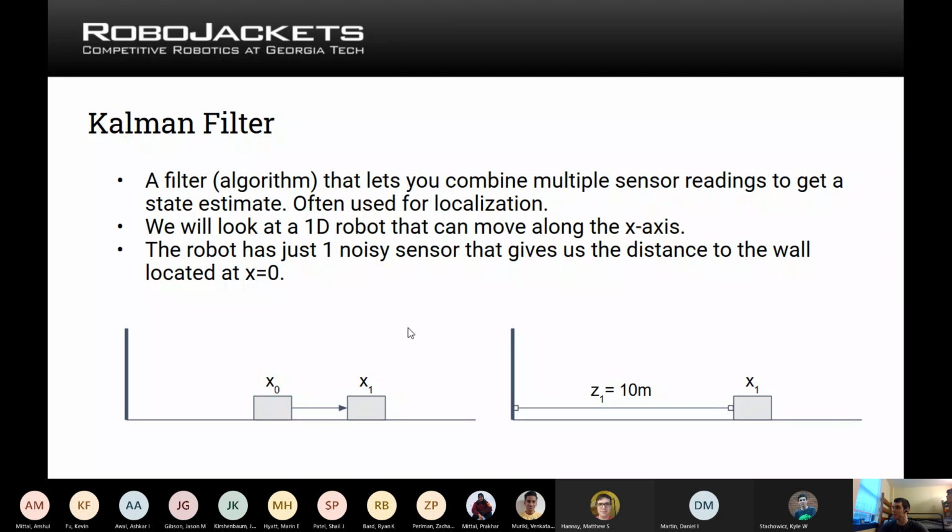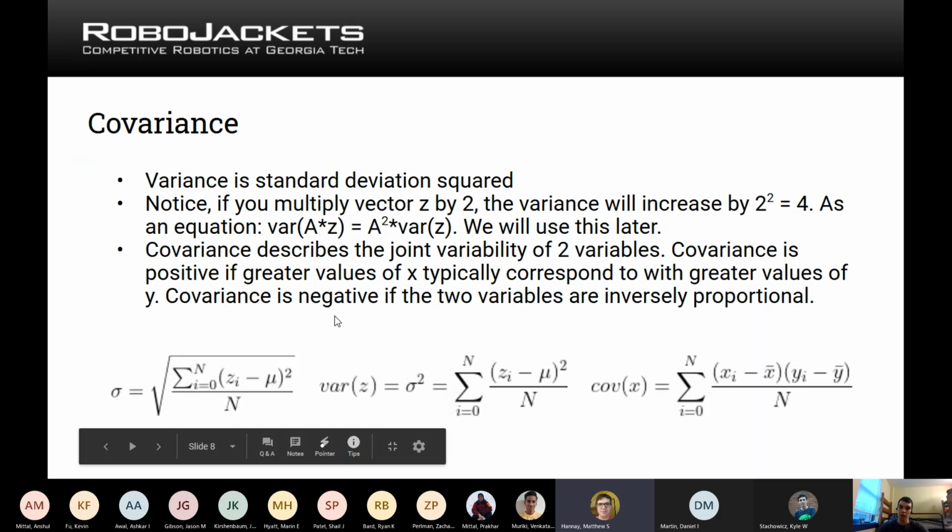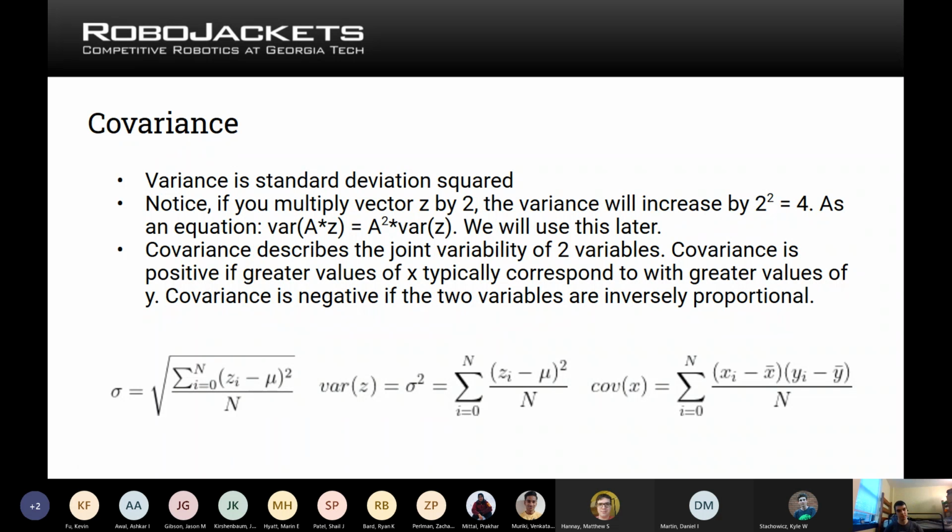Actually, any questions on the previous material before I move on? Would it be bad to say covariance is just like a matrix of derivatives? It's not exactly a matrix of derivatives. That wouldn't be quite accurate to say.